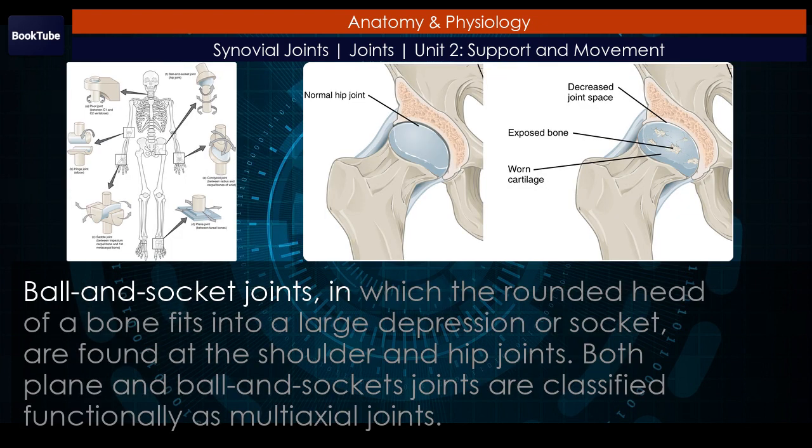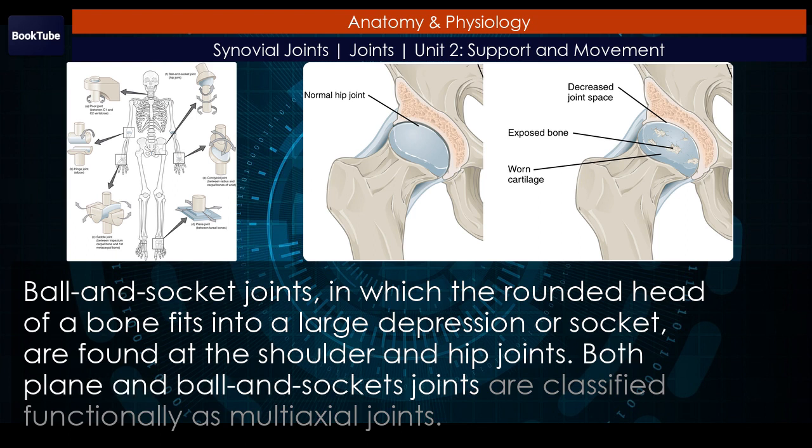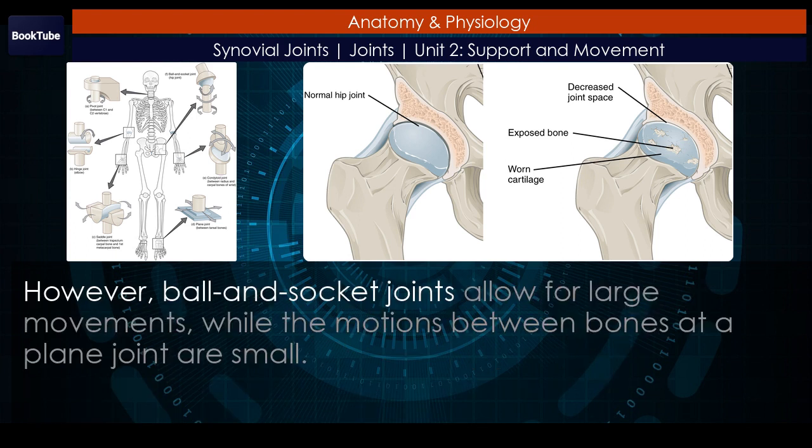Ball and socket joints, in which the rounded head of a bone fits into a large depression or socket, are found at the shoulder and hip joints. Both plane and ball and socket joints are classified functionally as multiaxial joints. However, ball and socket joints allow for large movements, while the motions between bones at a plane joint are small.